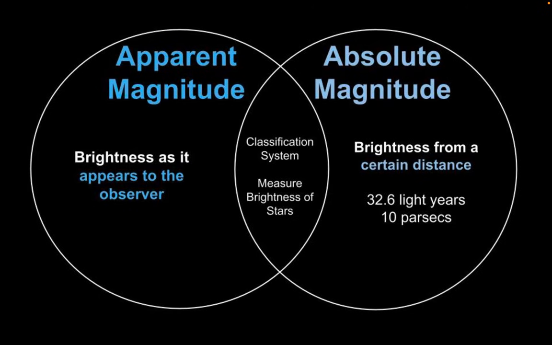So one more Venn diagram to show apparent magnitude versus absolute magnitude. Brightness as it appears to the observer, brightness from the same distance or a certain distance, and that distance is 32.6 light years. Oh, I guess now I know why it's 32.6 light years, because it's roughly 10 parsecs, which is another unit that astronomers can use.